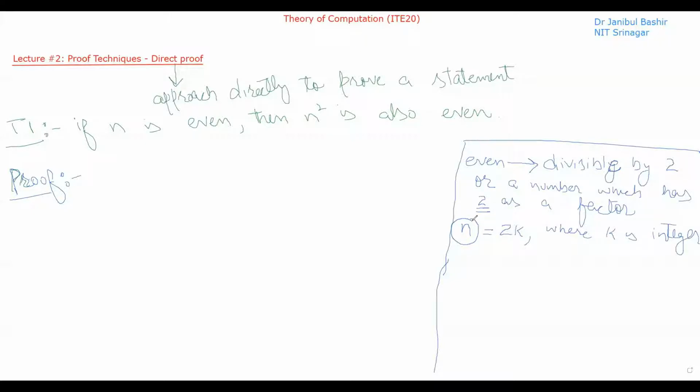So you can see that any even number can be written like this, 2 into k, because this particular number is also divisible by 2. So if n is even, then n can be written as 2 into k, where k is an integer. For example, let's take 4. 4 is even, we can write 4 as 2 into 2, so here k is this 2. Let's take any other integer, 10. 10 can be written as 2 into 5, where k is 5.